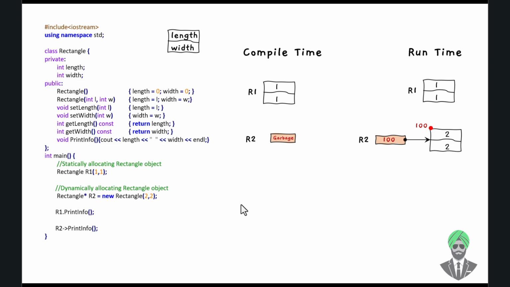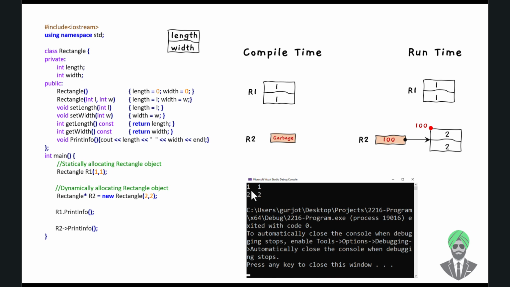So let's compile this program and we'll see this. R1 is printing length of 1 and width of 1, and R2 is printing length of 2 and width of 2. So the output is still the same for both of these objects. It's just that the way they are called is based on how they were declared. If you declare something statically, we use the dot operator, and if we create an object dynamically, then we use the arrow operator.